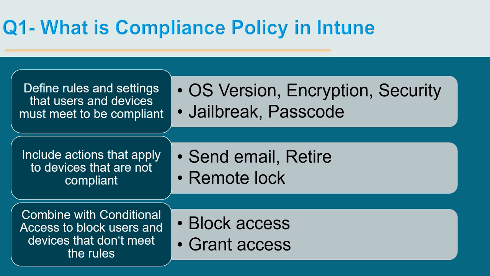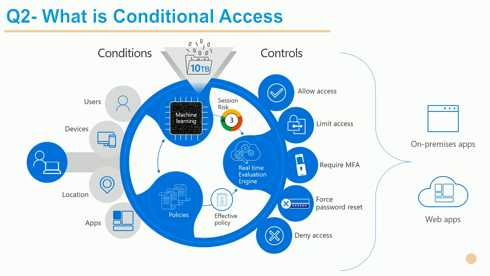So now here is, what if your device is not compliant. Include the actions. What actions can be taken if the device is not compliant? You can send an email to the user or the Intune admin, you can retire the device, or you can remote lock the device because it's not compliant. Or if you integrate your compliance policy with conditional access, you can block this user's access or you can grant this user access. Now let's see the next question.